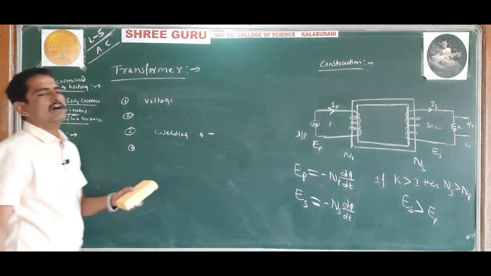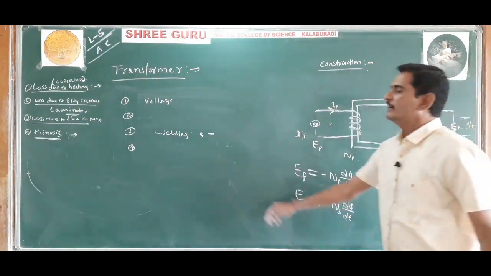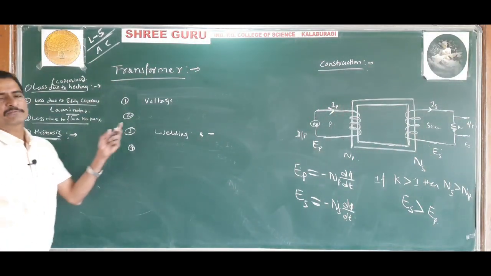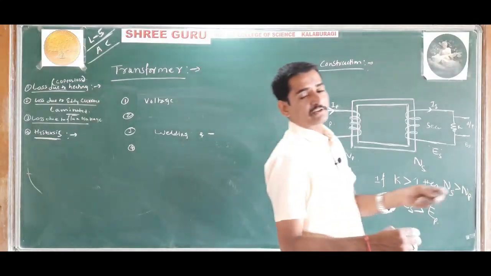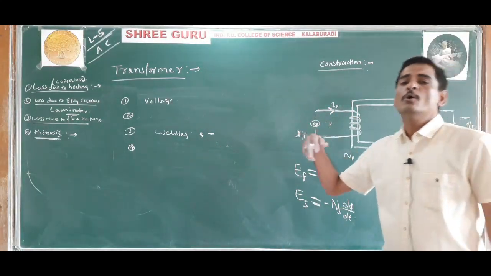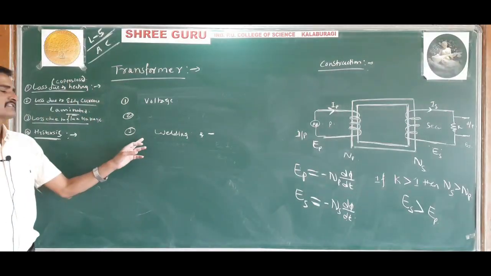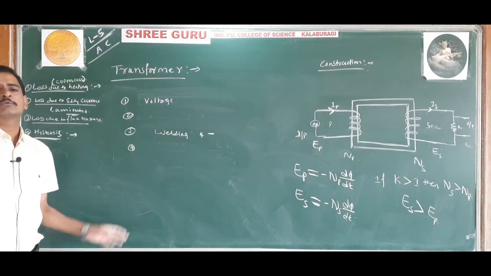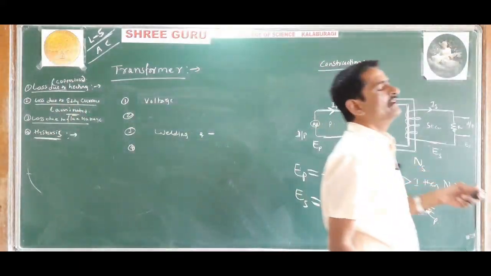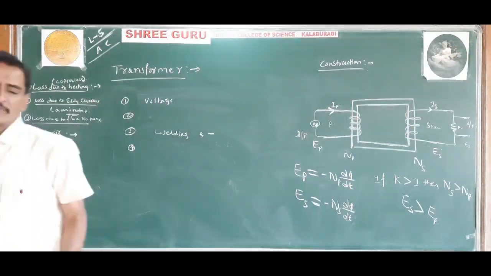So these are all the applications or uses of a transformer. A transformer is used as a voltage regulator, and step-up and step-down transformers are used to transfer electrical energy over a long distance. Then a step-down transformer is used in welding and induction furnaces, and a step-up transformer is used in radio tuning circuits. Okay. So these are all the applications of a transformer.